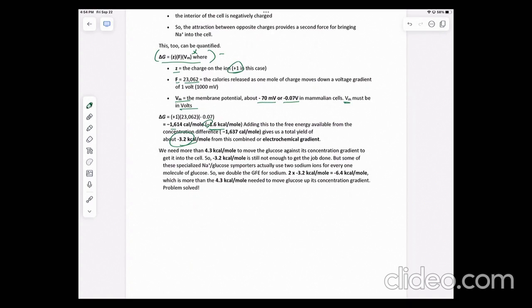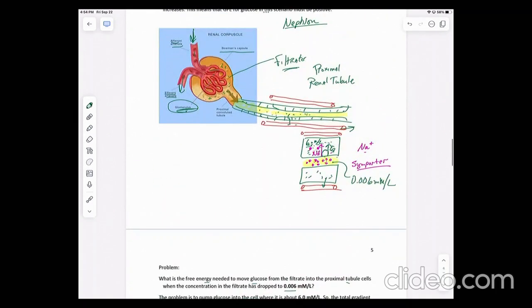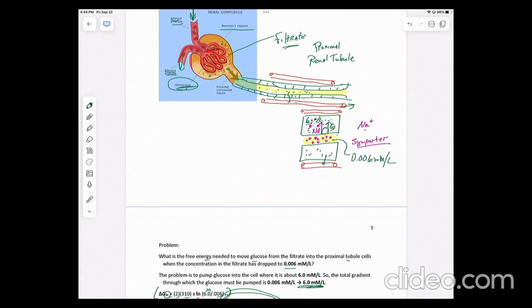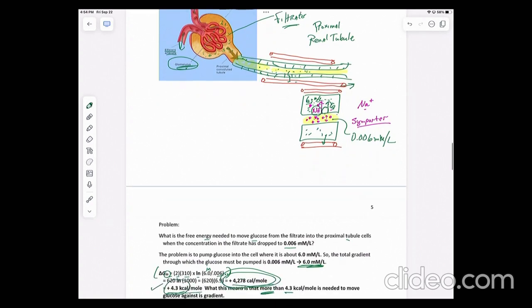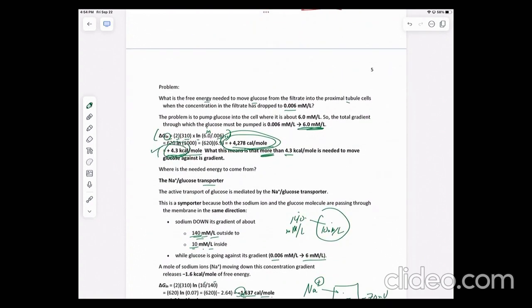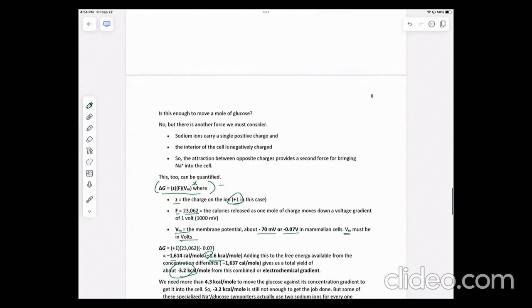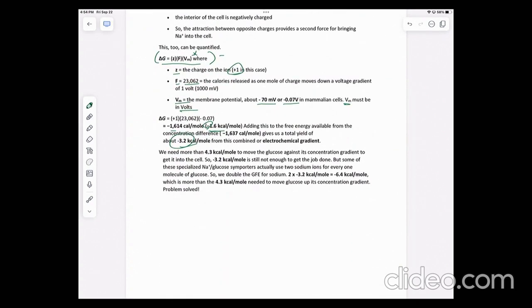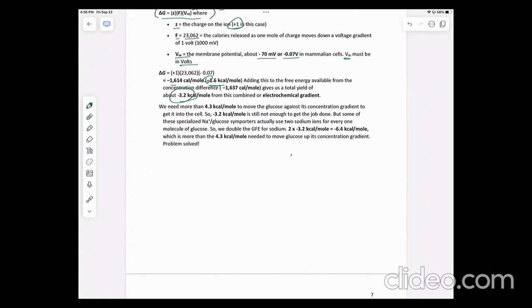Well, that's kind of cool. So now for every one sodium that is being pulled into the cell, that's going to get me 3.2 kilocalories per mole, but I still have a problem. How much do I need to get that glucose? I need north of 4.3, and I'm just sitting here at 3.2 kilocalories. That's still not enough energy. That's a problem. Except, this is a really cool thing, and I'm going to redraw this for you here.